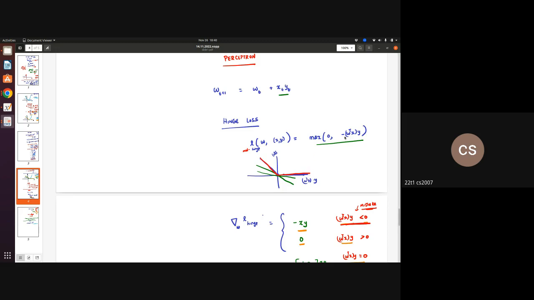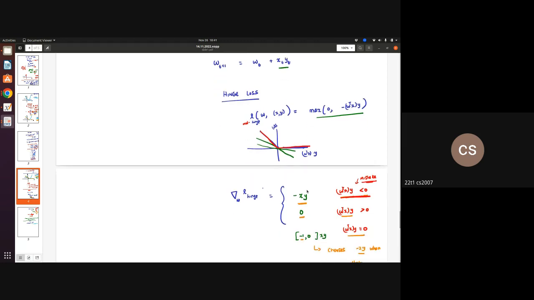Since this is a piecewise function, this is one piece, this is another piece, and they are joined. If you want to find the gradient of this piecewise function, you will do that piecewise. In one case, this is the loss, and the gradient with respect to W is going to be minus xy. In the other case, the gradient will be 0. So that's what we are writing here.